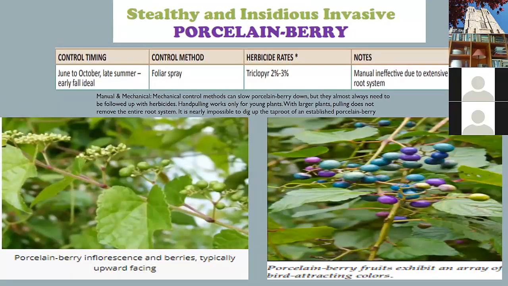Next is porcelain-berry. You can hand pull on young plants. With larger plants, pulling doesn't remove the entire root system, and it's nearly impossible to dig up the taproot of an established porcelain-berry.